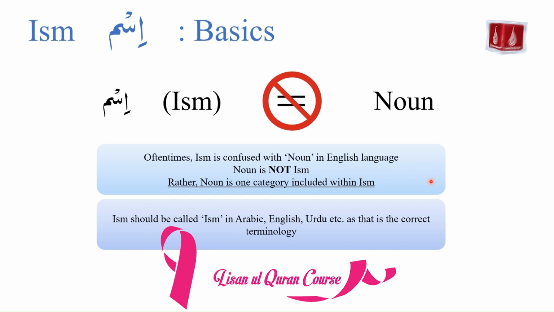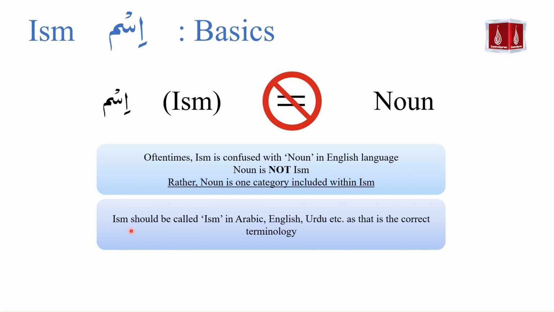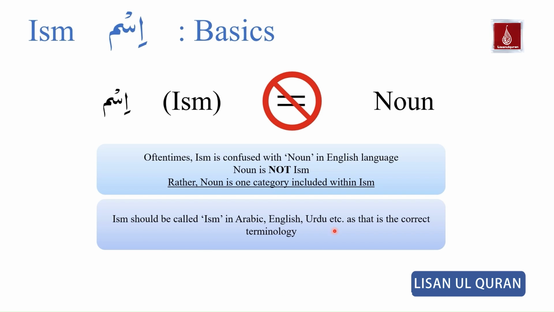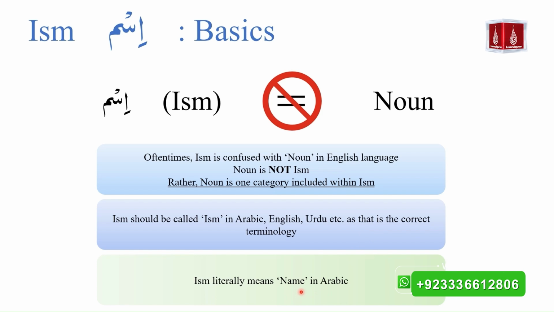The right terminology for ism is ism. It should be called ism in Arabic, in English, and in Urdu. By calling it ism, it avoids the misunderstanding or the confusion between ism and noun. The literal meaning of the word ism is name.